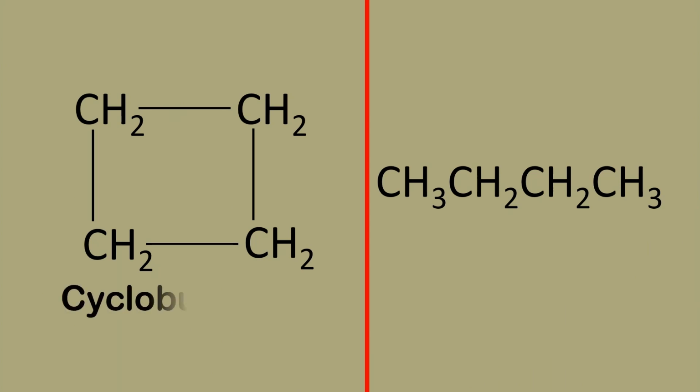So the cyclic molecule is called cyclobutane. The other is usually given as n-butane. So if you want to be more specific, more precise as a scientist, you need to call it n-butane instead of just butane to avoid ambiguity and barriers in communication.